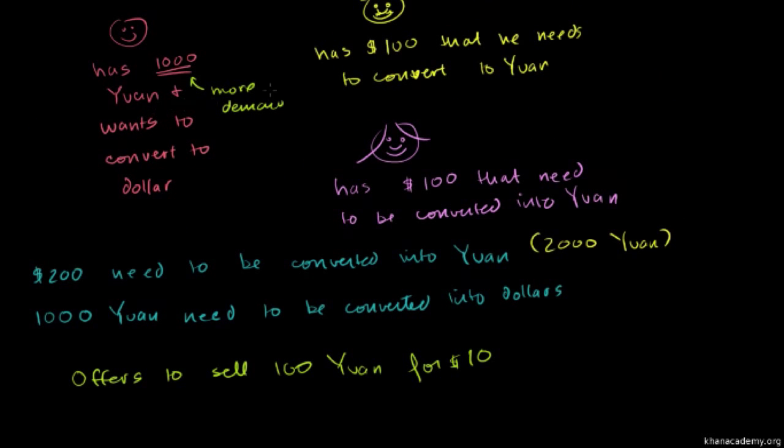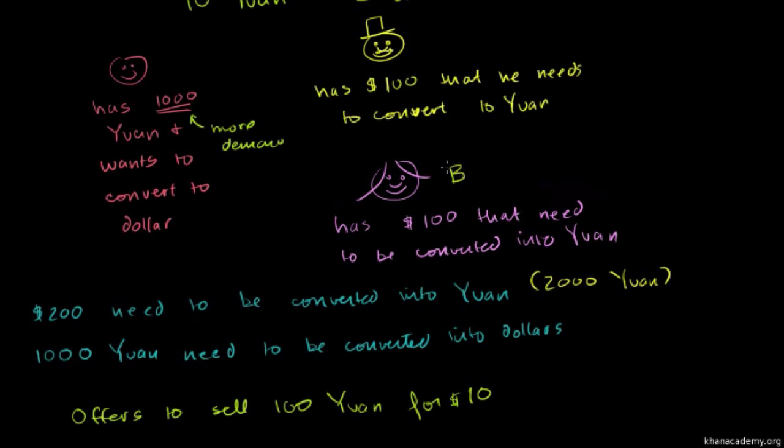Well, what's going to happen? Well, one of these people is just going to jump at that. They say, oh, you know what? I think that's a fair price. And so let's say this woman right over here takes it. Then actually both of them maybe saw that offer to sell 100 yuan for $10, and they both try to click their mouse, or however they're trying to make the transaction happen. But let's say she clicks her mouse a little faster and she gets the transaction.